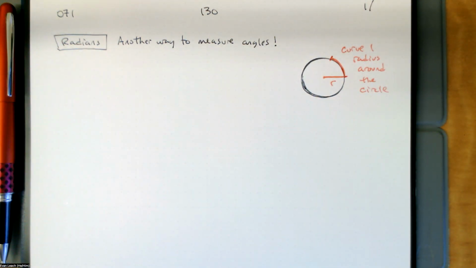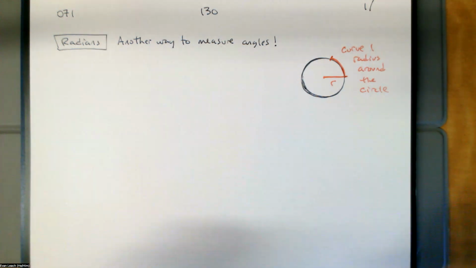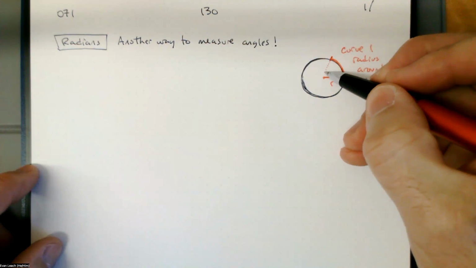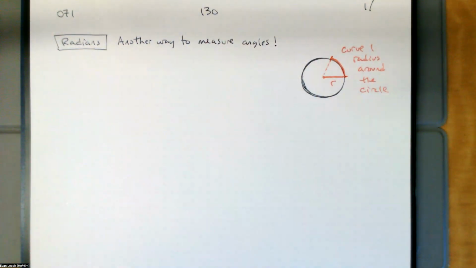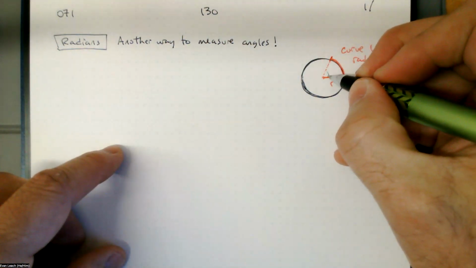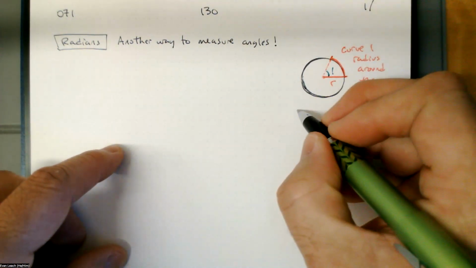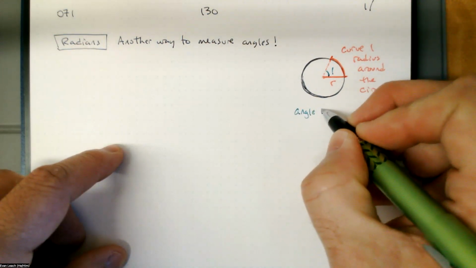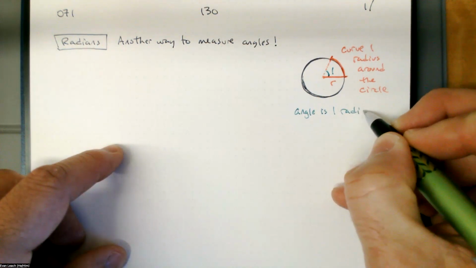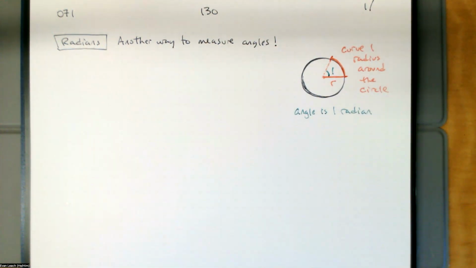The idea is that we're going to curve one radius around the circle, so that curve distance is R. Take a piece of string that measures the radius of the circle and start wrapping that string around the circle. Then go back to the origin and trace that back. The angle that you make at the center is 1 radian. So that's how we make a radian.